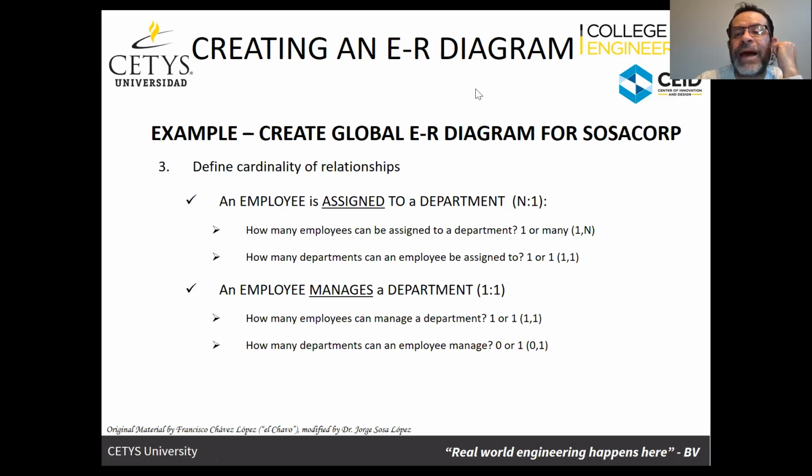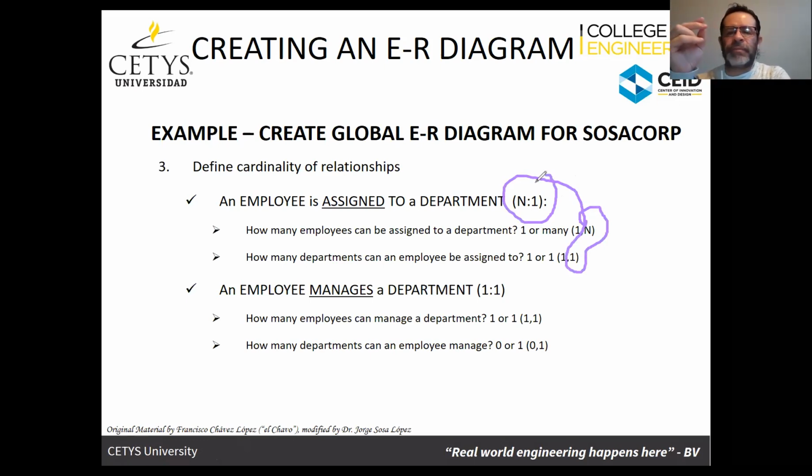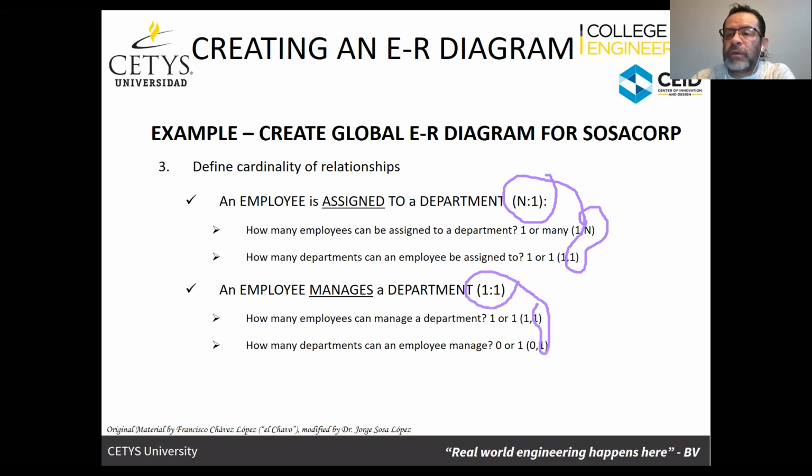From the maximums, this is a systematic way to do this. From the maximums is where we're going to be able to get the relationship. Sometimes we're going to say n to 1 or 1 to n. It means the same thing. It's just to know which one goes in what direction we're talking about. Same thing for employee manages a department. How many employees can manage a department? One or one. How many departments can an employee manage? 0 or 1. And so grabbing the maximums, we have the relationship.